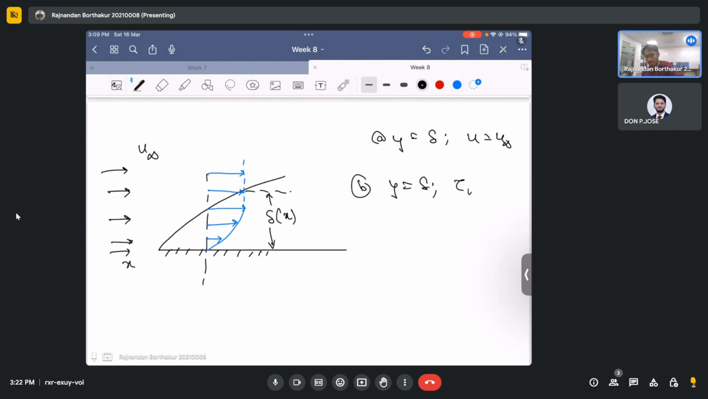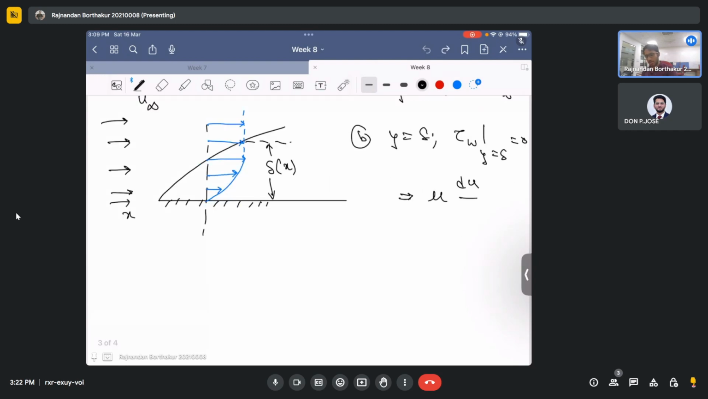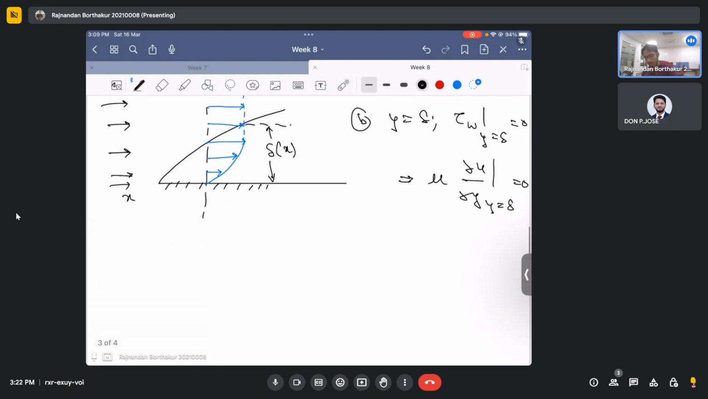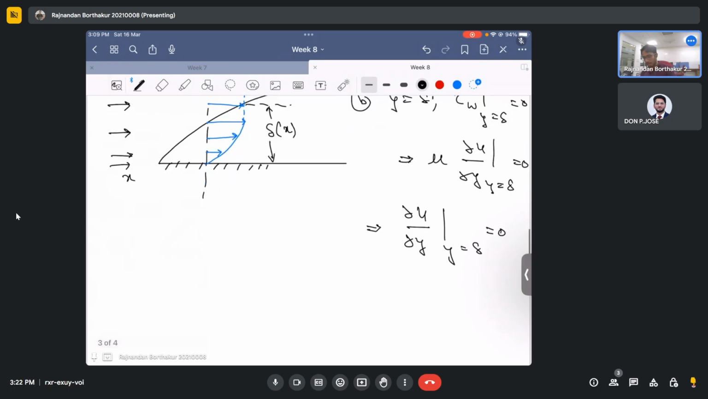That is because the shear stress at y equal to delta is essentially 0. Shear stress is mu times del u by del y, which you can also write as du by dy since u is a function of y. So del u by del y at y equal to delta is 0 because your viscosity can't be 0. The third option, as they're saying, is that at y equal to delta, del square u by del y square is 0.